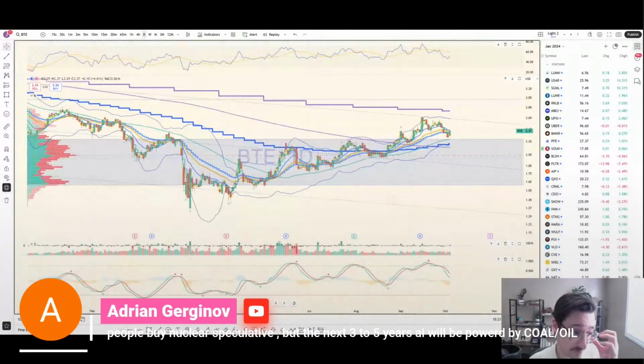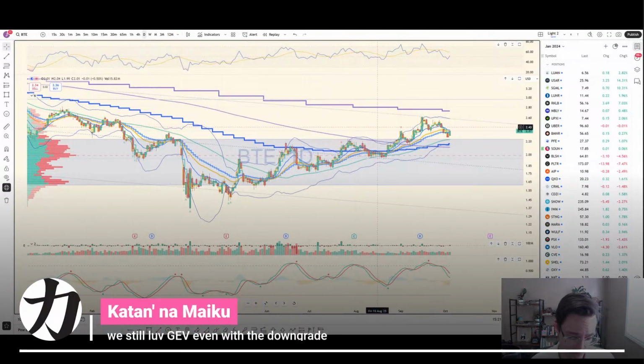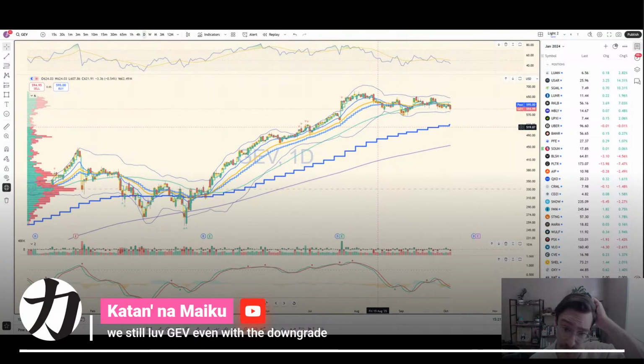So yeah, that's what I'm thinking on energy. And then yeah, still love GEV. Even with the downgrade, who cares about the downgrade? This is a monopoly on an energy source for data centers. This is huge.